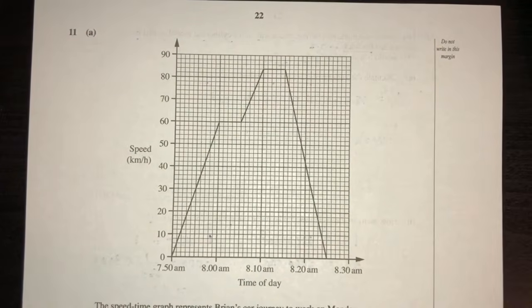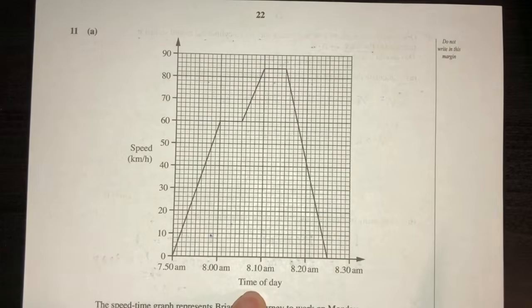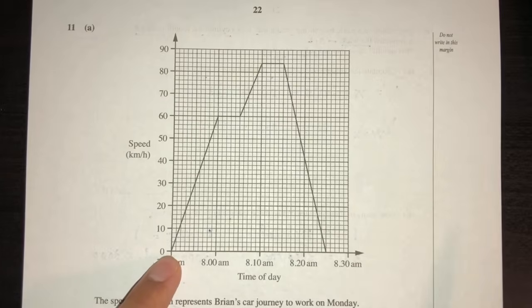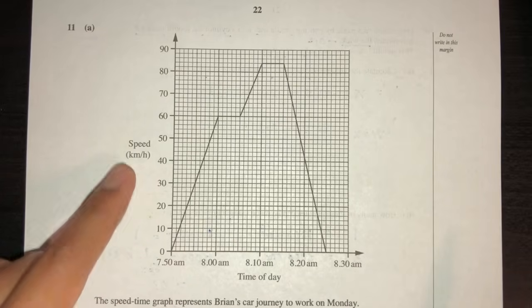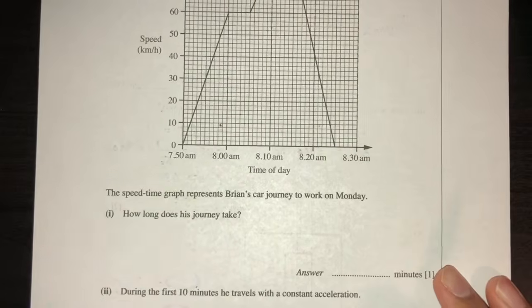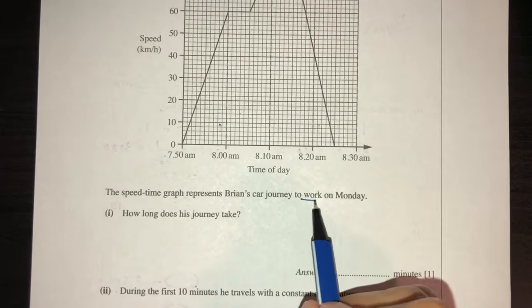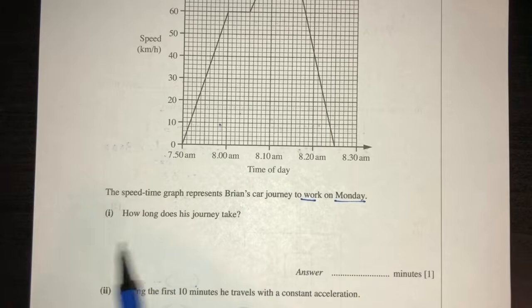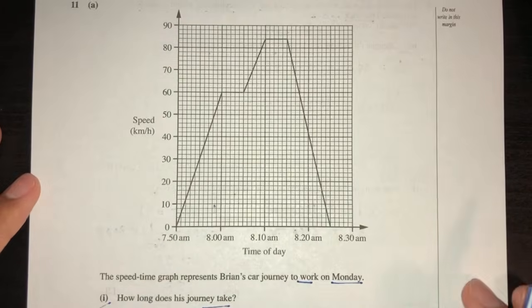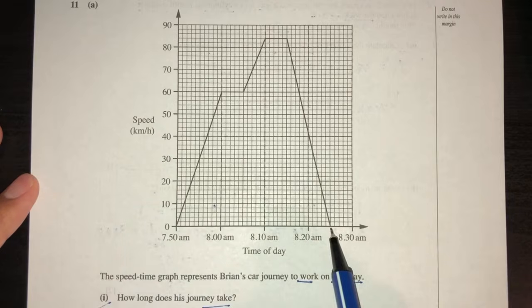So 11 part A, as you can see, we have a speed time graph. So first question, what is the gradient of this graph? Gradient will be acceleration because we have speed over time. Now, the speed time graph represents Brian's car journey from home to work on Monday. Now, how long does his journey take? Let's see. So his journey takes from this to this.